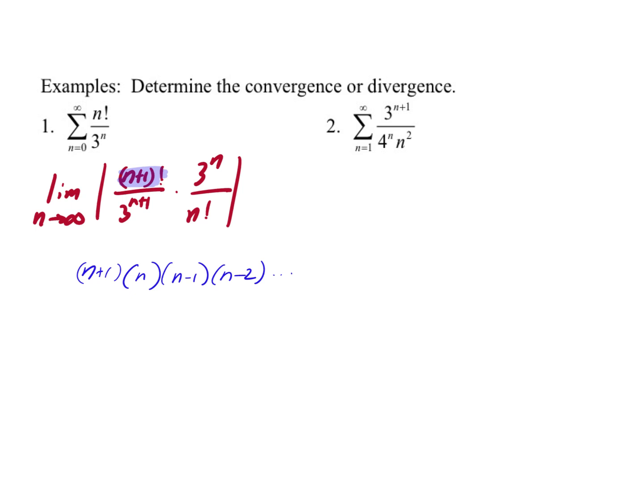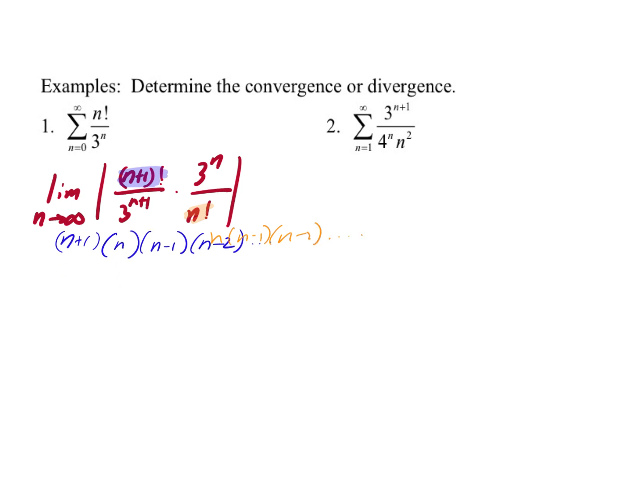Okay, and then of course on the bottom here, I have, this is really n times n minus 1 times n minus 2, etc. So we see we get this canceling. I'm going to move this one, actually. No, I guess not.